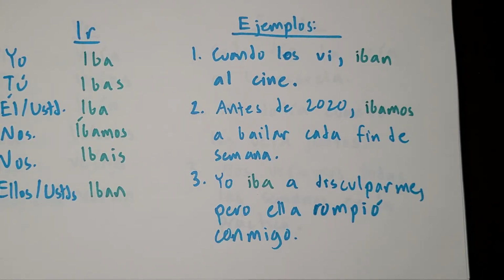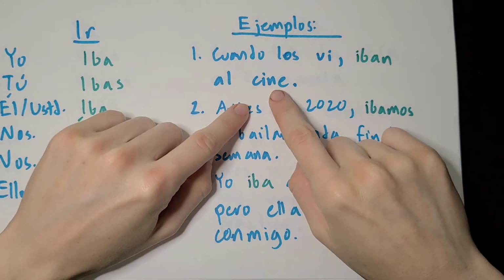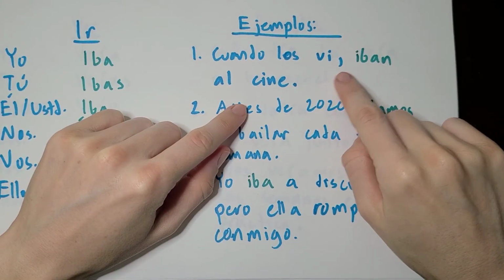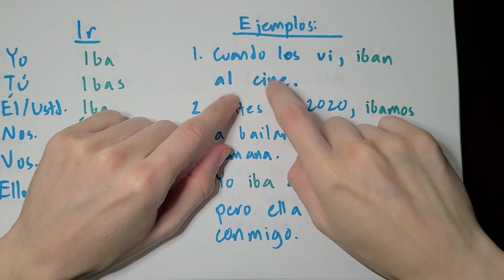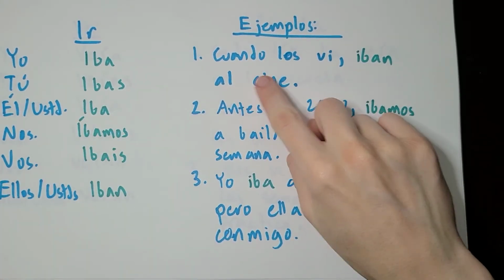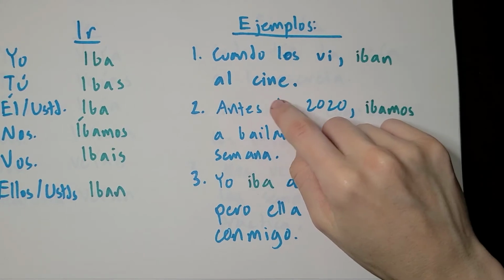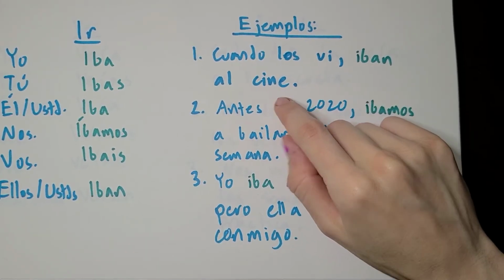Or actions that you used to do multiple times. Here, it's the first one. Something was happening grammatically when the other thing happened. So when I saw them, iban al cine, they were going to the movies.